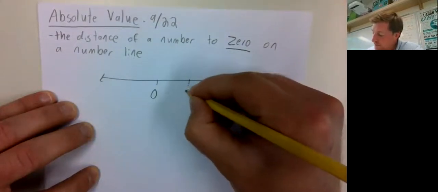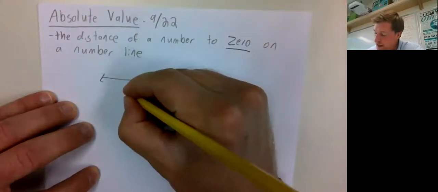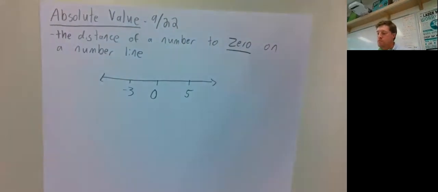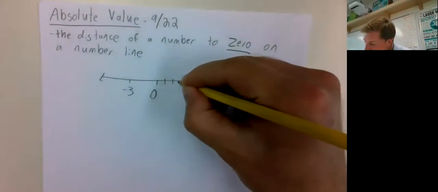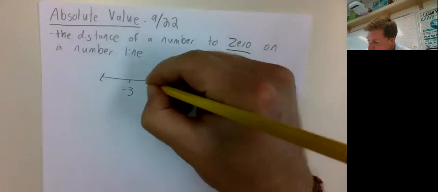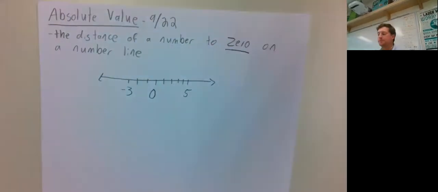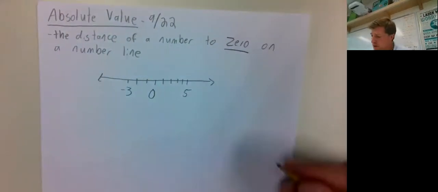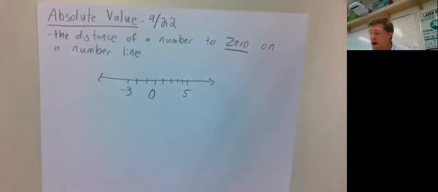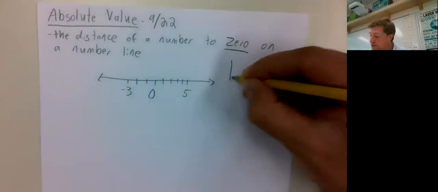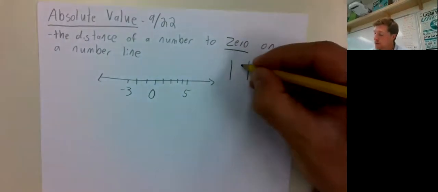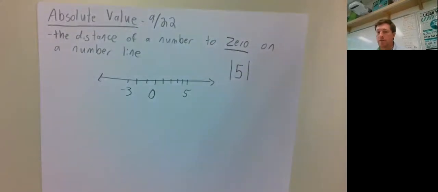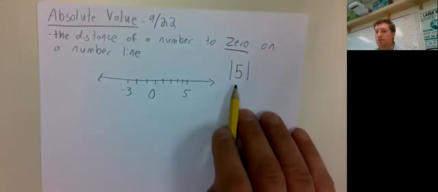So there's 0, 5, let's do -3. 1, 2, 3, 4, 1, 2. Okay. So let's start. And the way that we show absolute value is with these bars. So right here is our first problem. We're saying, what is the absolute value of 5?